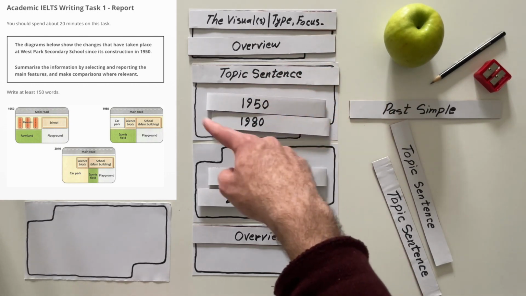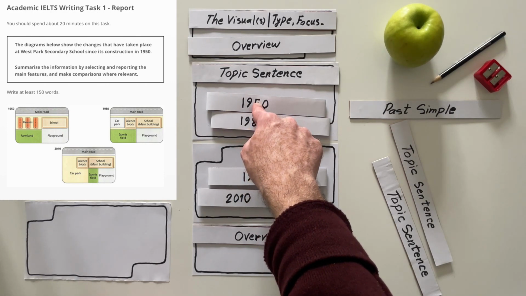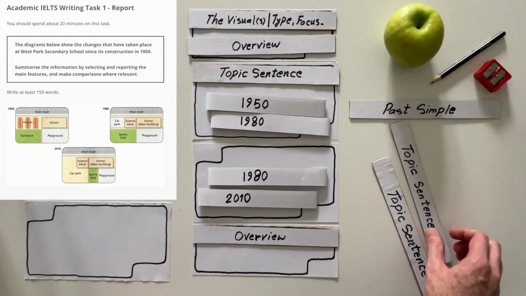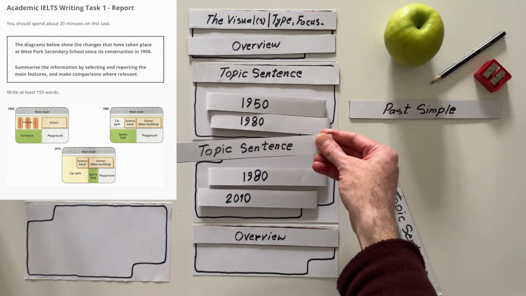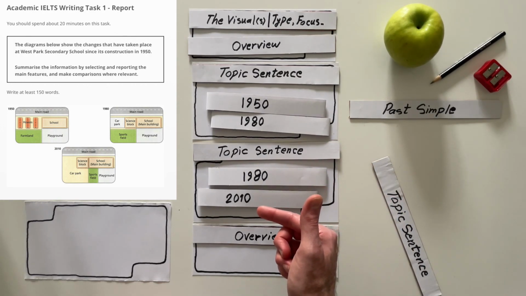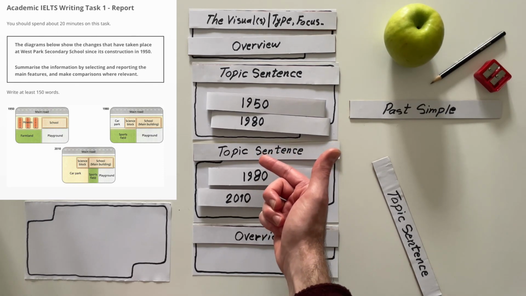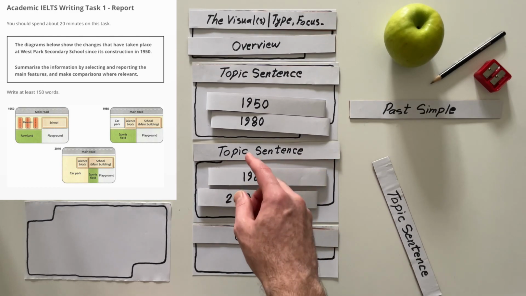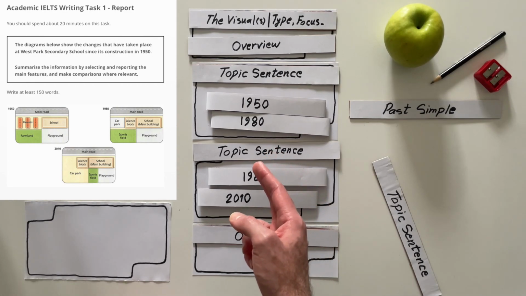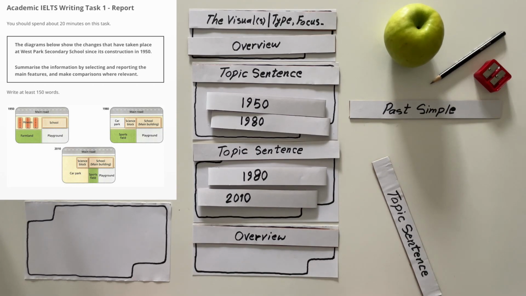It shows the reader that in this paragraph we are going to compare the changes from 1980 in comparison to 1950. We also need to do the same thing here. And here we can say the school building and its attachment, which is a school block, remained intact. Another good topic sentence here would be that car park increased its size.